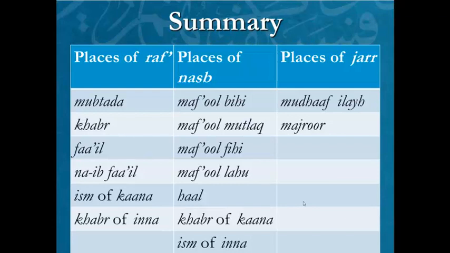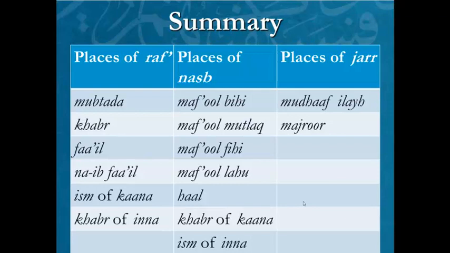Maf'ul fi is the adverb of time and place. Daraba al-yawma Zaydun Amran. Today Zayd hit Amr. So the word al-yawm is answering the question when. So that's called maf'ul fi. Had it been a where example, it would have still been maf'ul fi.